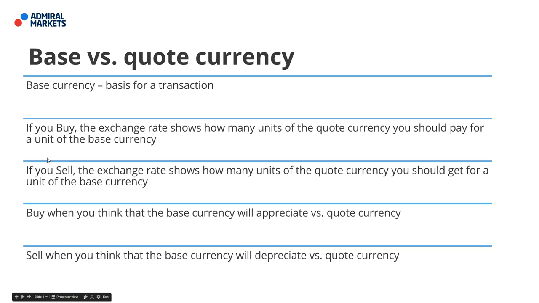If you want to trade currencies and make money, you need to know what the base and quote currency are. The base currency is a basis for a transaction. If you buy, the exchange rate shows how many units of the quote currency you should pay for a unit of the base currency. If you sell, the exchange rate shows how many units of the quote currency you should get for a unit of the base currency. Buy when you think that the base currency will appreciate versus the quote currency, or sell when you think that the base currency will depreciate versus the quote currency.